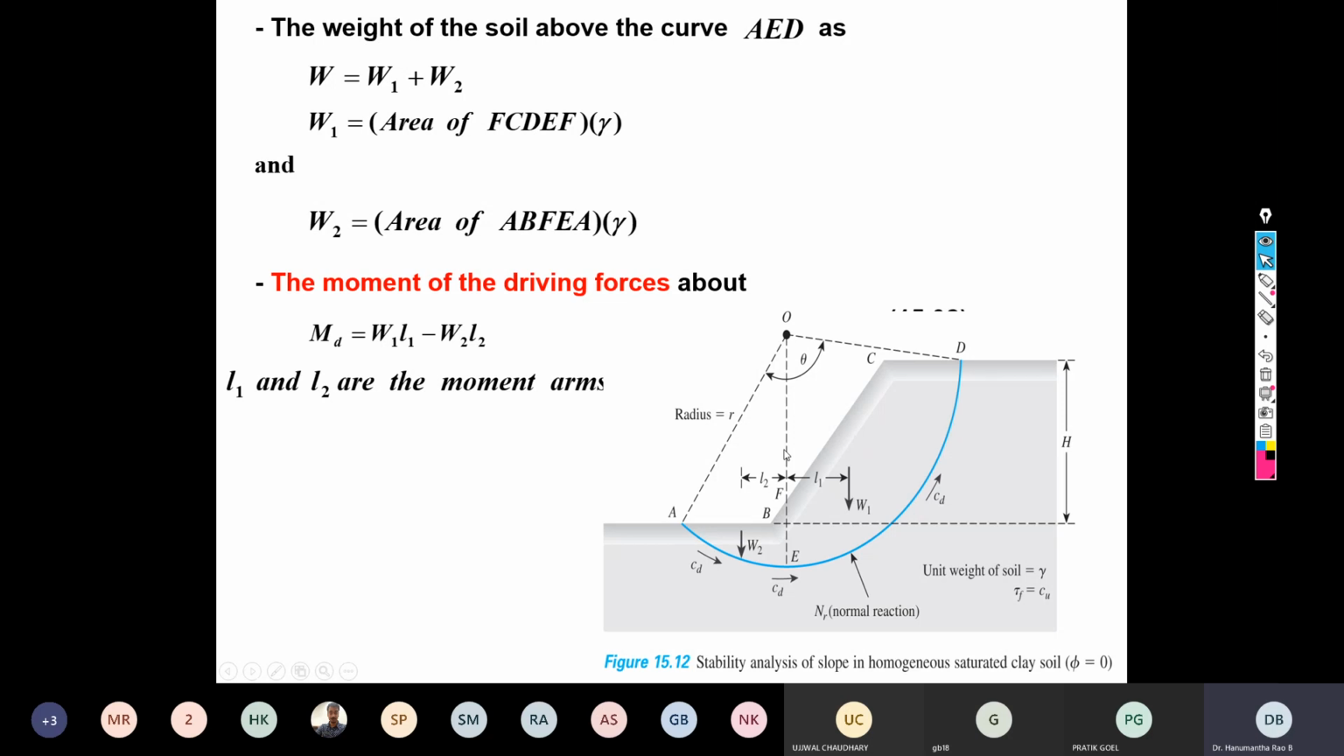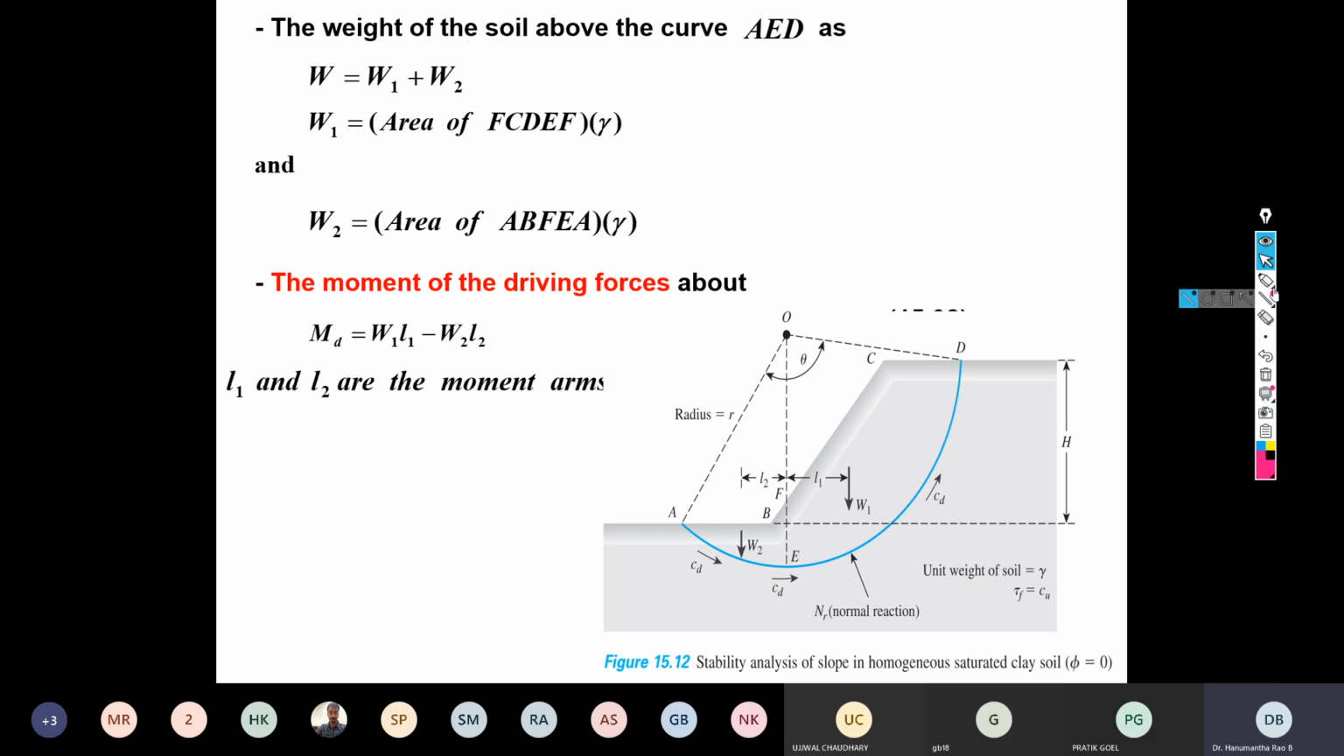So let us try to interpret. The total weight of the soil within the slip circle is W1 plus W2. The weight is nothing but the total area multiplied by the density. So the area of FCDEF multiplied by the density is W1, and this is W2. Here they have considered the moment of the driving forces about O.